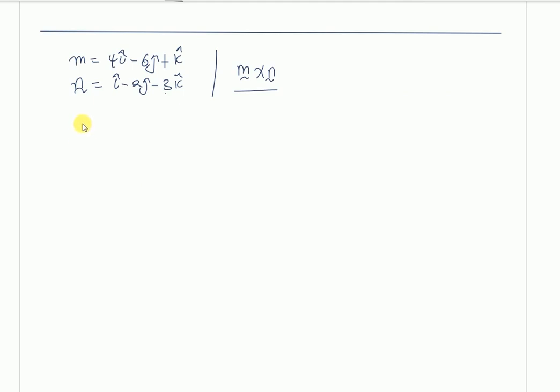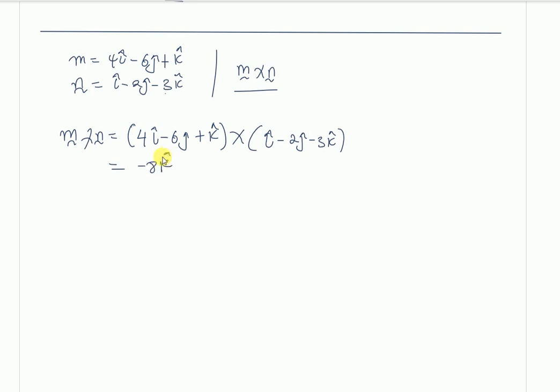This one was not typed, but the vectors are here. M is being required, m cross n. So you have 4i minus 6j plus k. We are crossing that with i minus 2j minus 3k. 4i and i, that one is 0. 4i and 2j, that one is negative 8k.